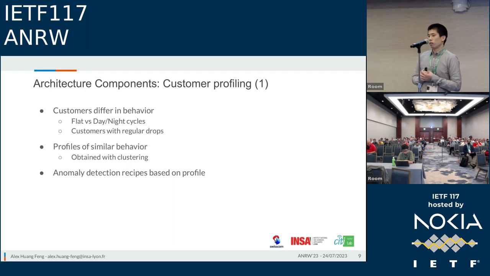On the other hand, they are managing around 10 to 11,000 VPN customers. We cannot do one recipe for a customer, and therefore we need to group the customers into customer profiles so that we can base our anomaly detection recipes on this profile.